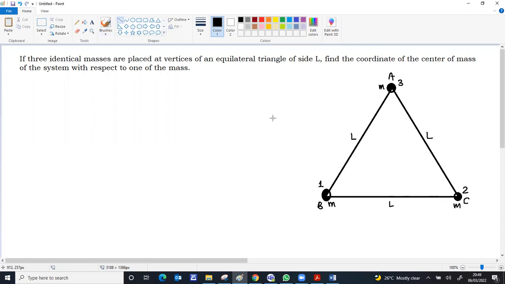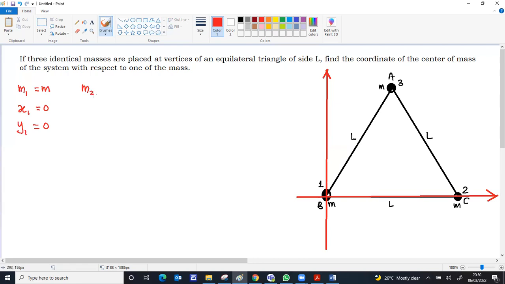For finding the center of mass coordinate, we need to have a coordinate system. We're fixing the coordinate system with mass 1 as the origin. So the first particle is at the origin. Both x coordinate and y coordinate are 0. So mass 1 is m. X coordinate of particle 1 is 0. Y coordinate of particle 1 is 0.